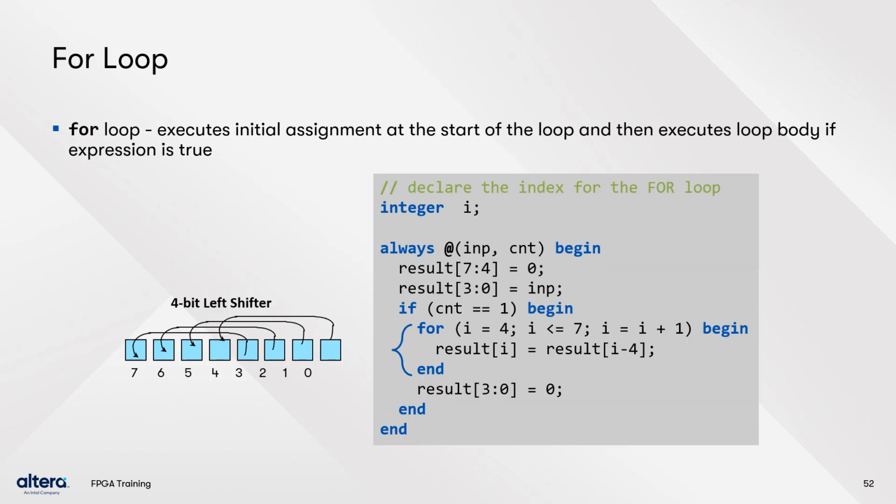Another common type of loop is the for loop. A for loop executes as long as the expression provided is true. In this example, i is assigned to 4 at the start of the execution of the loop and is then incremented by 1 before each pass through the loop until i is greater than 7. This loop results in a 4-bit left shift.